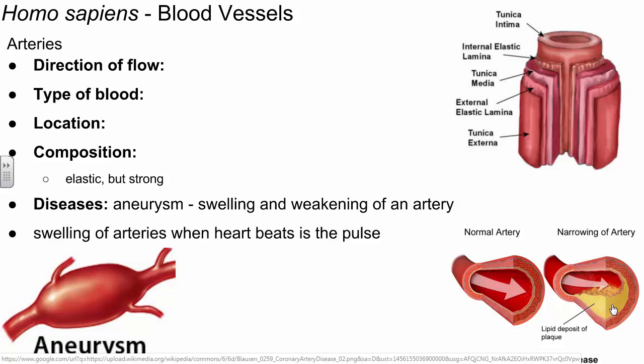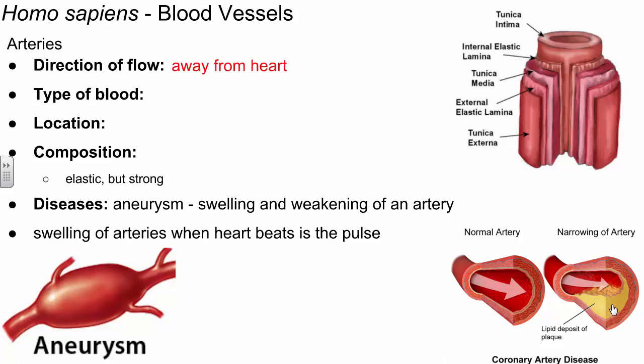So there's really three broad categories of blood vessels. There's arteries, veins, and capillaries. We'll talk about each one in turn. So arteries, they carry blood where? Away from the heart. So the arteries carry blood away from the heart.